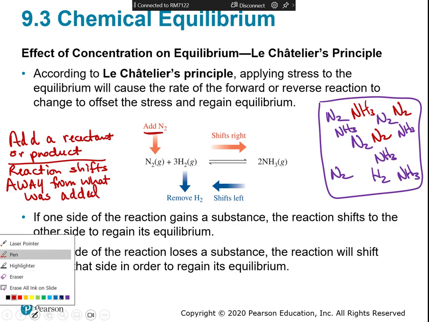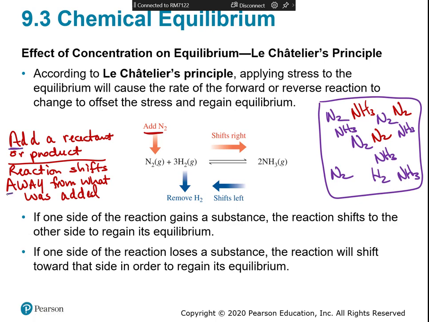One way that I remember it is, if you add, it shifts away. They're both A's. So if you add something, the reaction shifts away. If I added product, the reaction would shift in reverse. If I add reactant, the reaction would shift forward. And the goal is to restore balance.